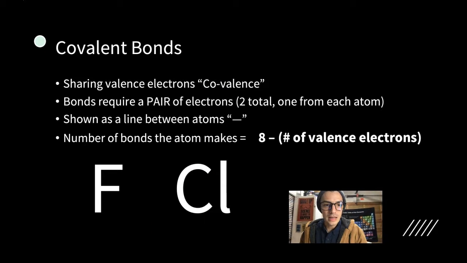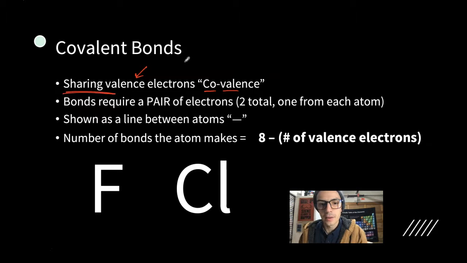It's going to be a sharing of electrons, but not of all the electrons, just sharing of the valence electrons. Hence the name covalent. Co meaning with, and valent, of course, meaning the valence electrons. So they have covalence, they have sort of co-ownership of those electrons, and they're sharing them.